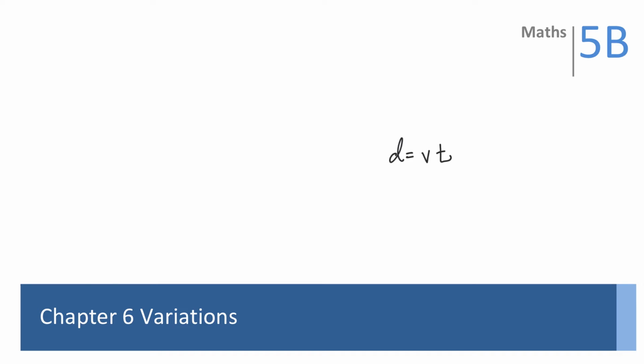Let's see one example. If the speed of a car is 20 km per hour, then this is a constant. I know the relationship between d and t is d is equal to 20 times t. Then if t changes, for example from 1 to 2, d will change depending on the values of t. So we will call these two variables, and this kind of relationship is variations.